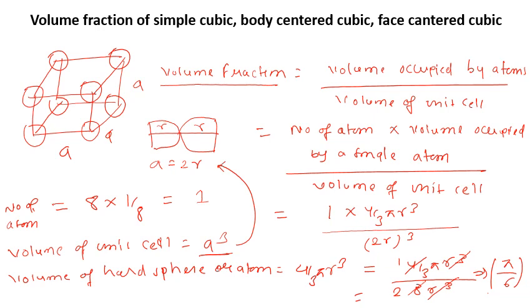If I simplify the pi by 6 with the help of a calculator, then I will get the result. Let me use my calculator to calculate this particular expression. It will come like 0.523. So the packing efficiency of simple cubic material, if I multiply with 100, is 52.3 percent. Now we will calculate the volume fraction for BCC unit cell.